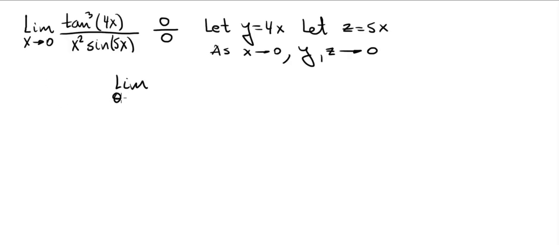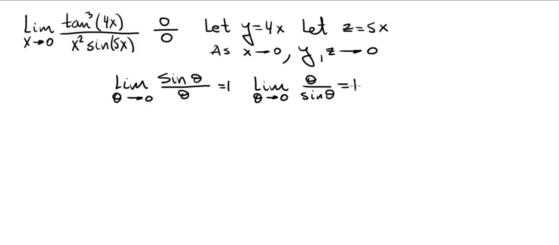In the earlier video, you can see how this one is derived. That is, the limit as theta goes to 0 of sine of theta over theta goes to 1. Similarly, the limit as theta approaches 0 of theta over sine theta goes to 1. And the limit as theta approaches 0 of tangent theta over theta also goes to 1.